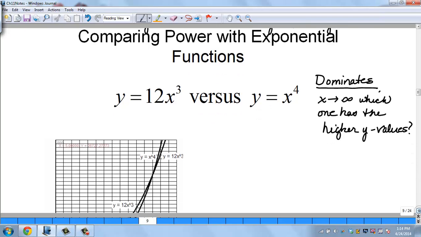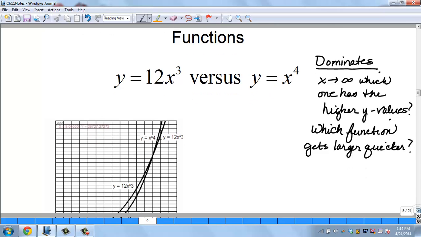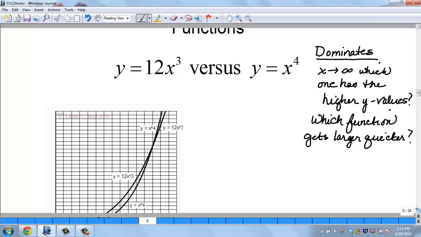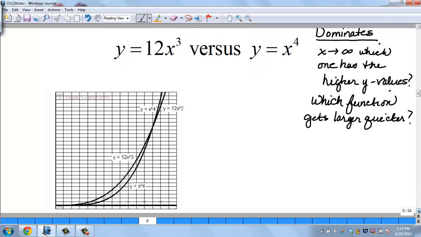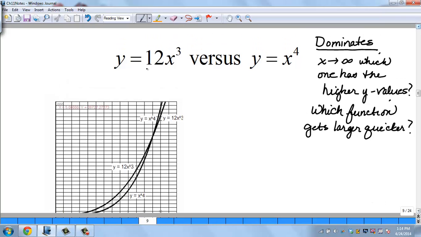Okay, so that's what it basically means. Which function gets larger, quicker, or faster? That's what you really want to know. So I graphed here, and I made the window very large so that you could see this. I mean, it's very large. And I want to compare 12x cubed versus y = x to the fourth. So you have to determine which one this is.